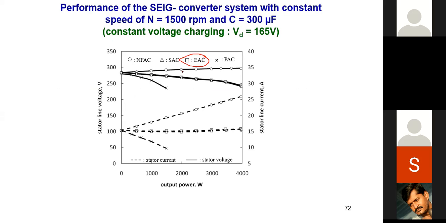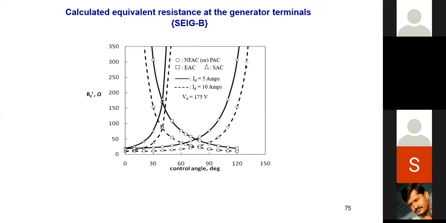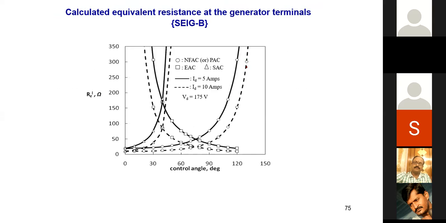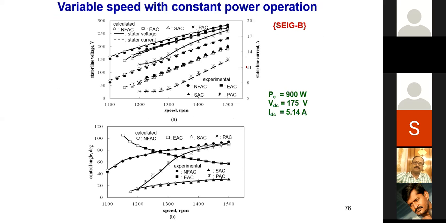The capacitance of the capacitor increases, then we can go for a further wide range of speed. Similarly for the negative firing angle control scheme also. For the various speed operations, we experimented and tested for all the values of the control angle schemes, and how the stator voltage, stator current, and load line current vary, everything we verified. The simulation and experimental results are observed.